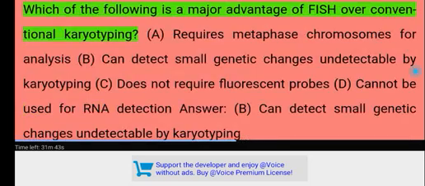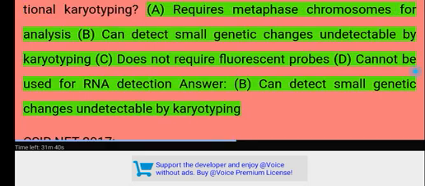CSIR-NET 2019. Which of the following is a major advantage of FISH over conventional karyotyping? A. Requires metaphase chromosomes for analysis. B. Can detect small genetic changes undetectable by karyotyping. C. Does not require fluorescent probes. D. Cannot be used for RNA detection. Answer: B. Can detect small genetic changes undetectable by karyotyping.